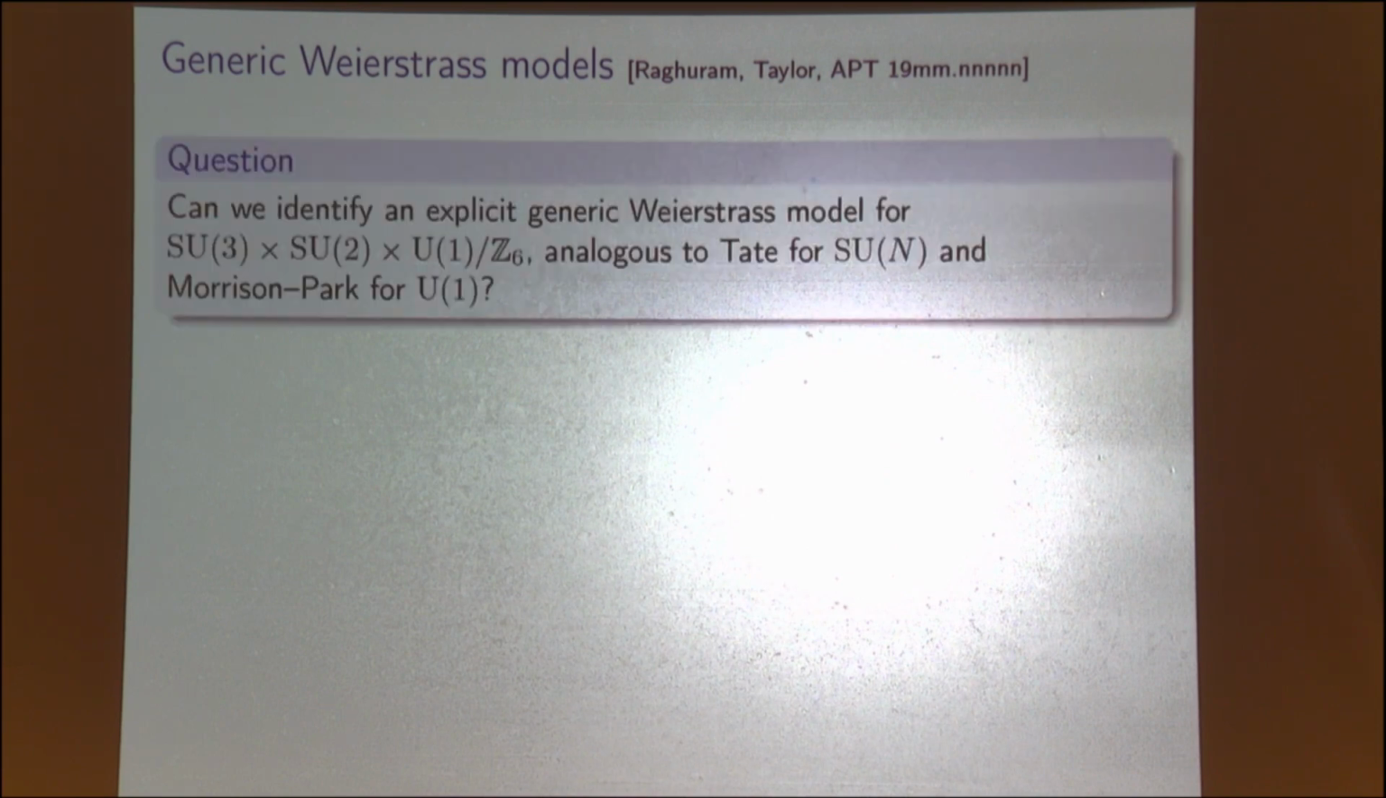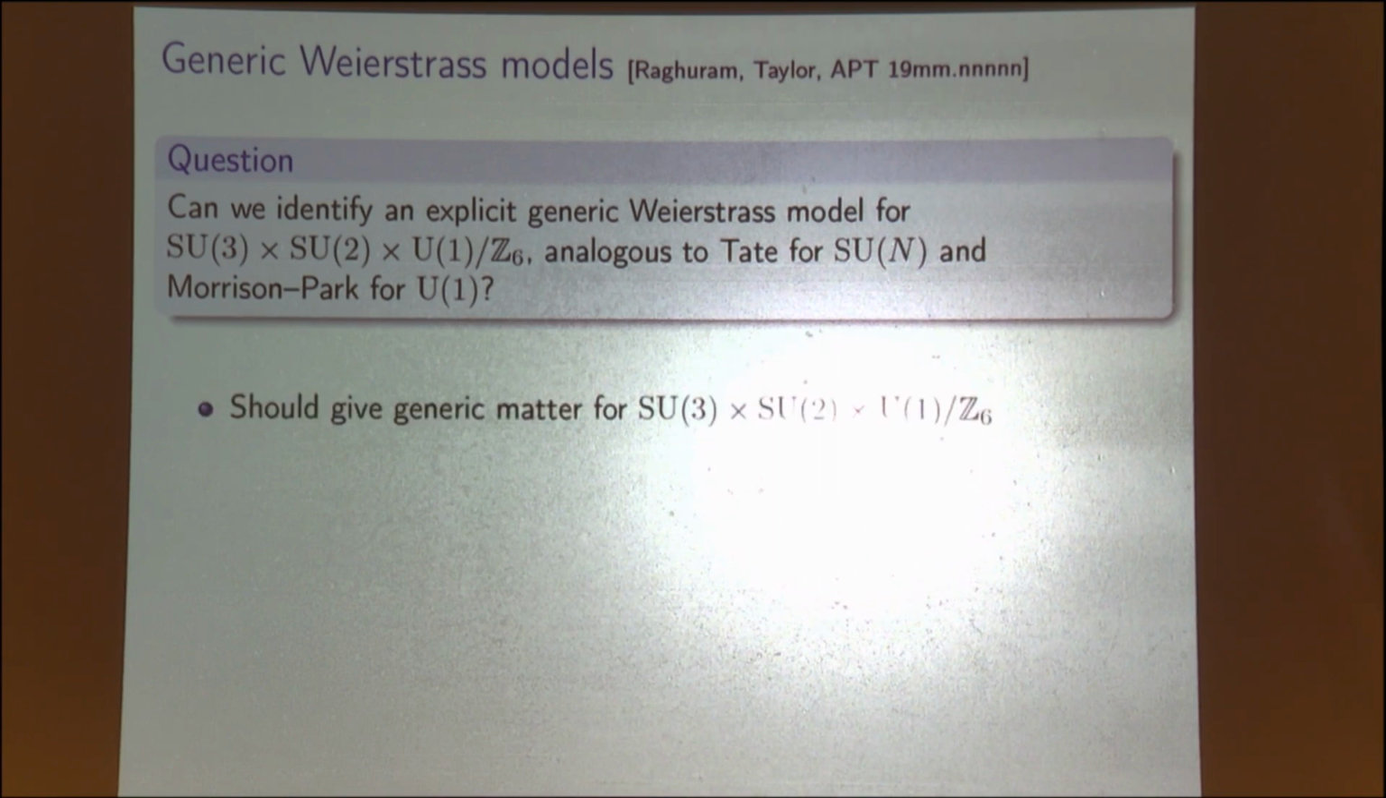Okay, so the question is, can we identify a Weierstrass model that has this gauge group and is generic in the sense that it gives us generic matter representations? And we also want it to be the most general possible such Weierstrass model. This would be analogous to the Tate models for SU(N) and the Morrison-Park model for U(1). So what do we want from this? It should give us generic matter and have this gauge group, as we said.